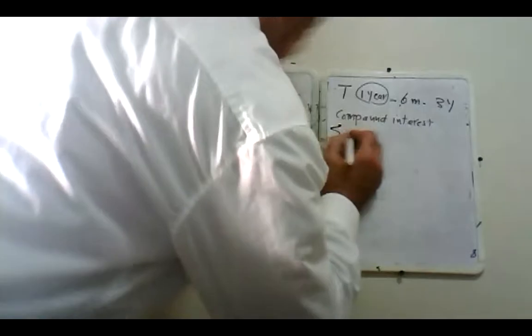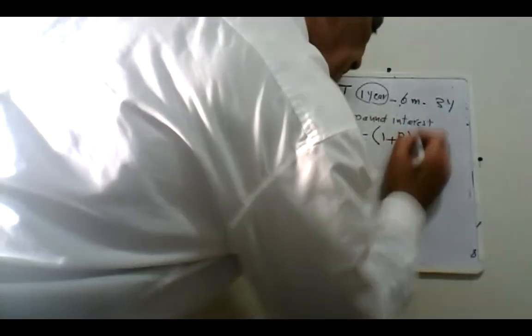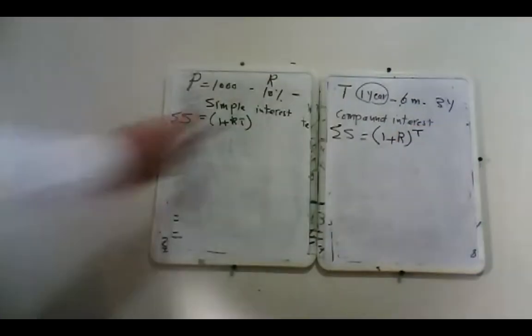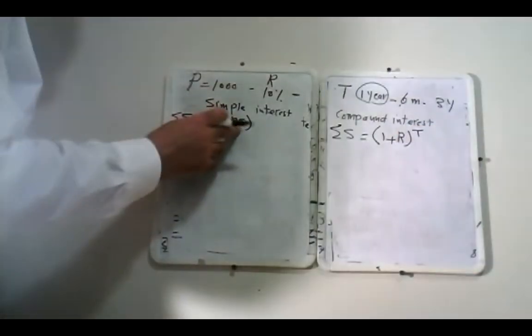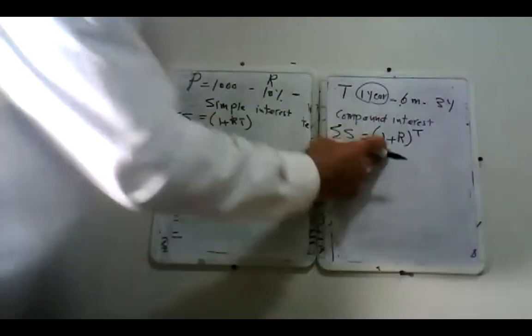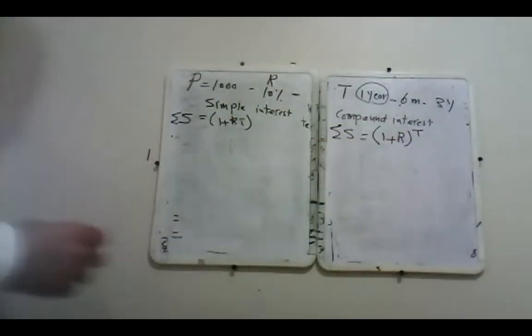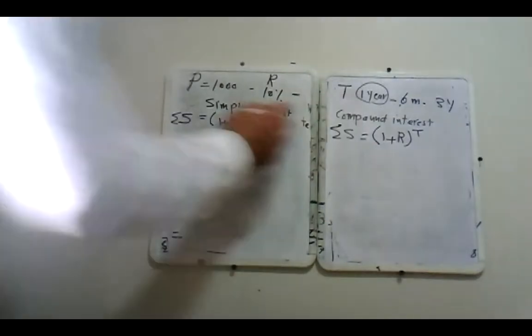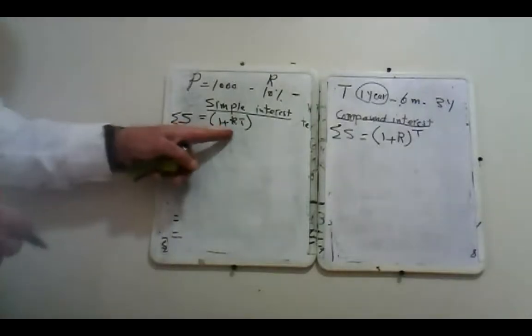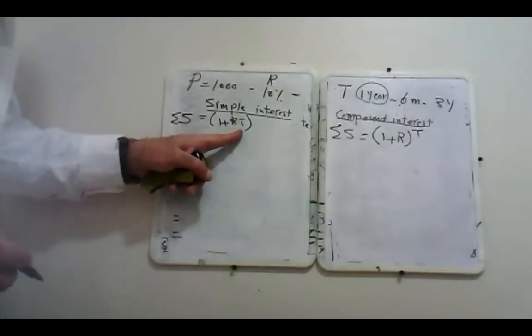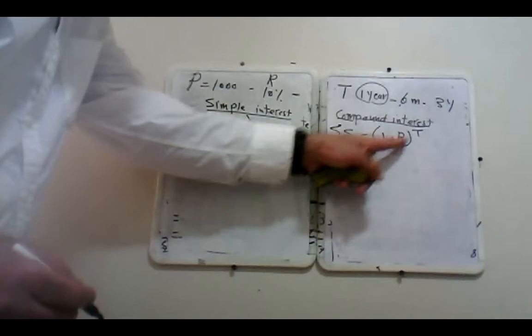But in the compound interest, it's not like this. In the compound interest, the sum will be, look at this, 1 plus r power t. So in the simple interest, the t is inside the bracket, but in the compound interest, the t is the power of the bracket. And this is the first difference between them. The simple interest, the r multiplied by the t inside the bracket. But here, the r and all of it is power t. The t is power up.